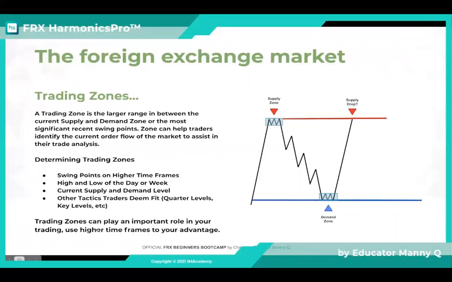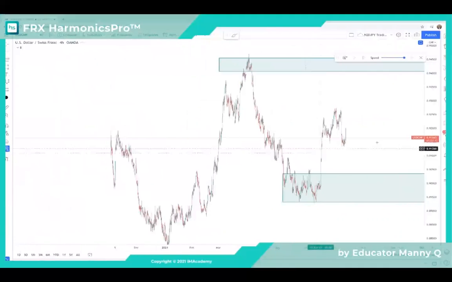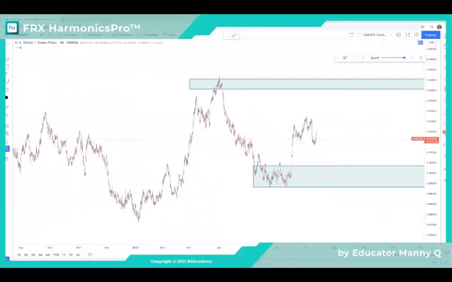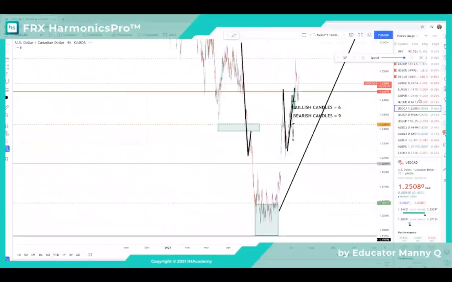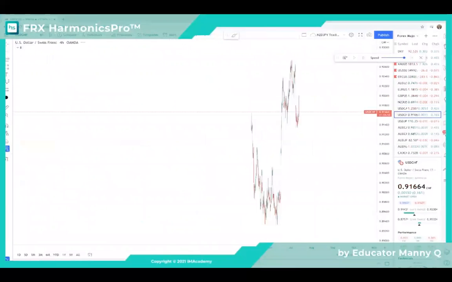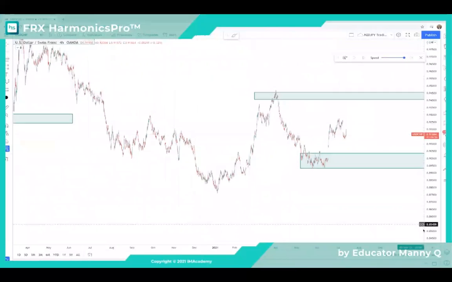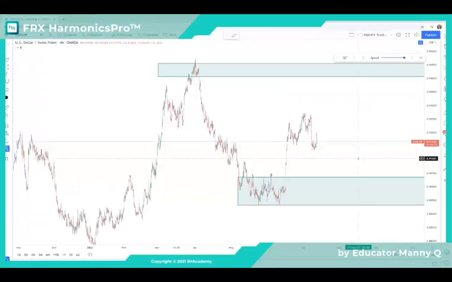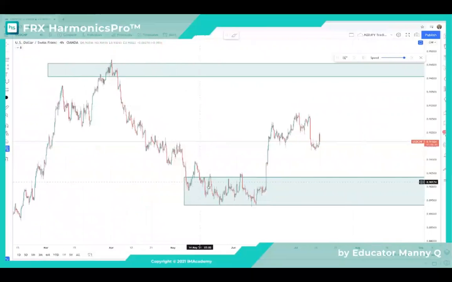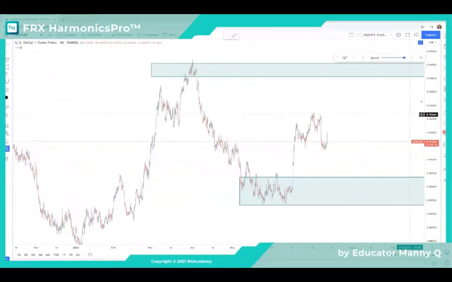All right. So trading zones can play an important role in your trading. Again, use higher time frames to your advantage when looking for trading zones. All right. So in this example of USD CHF, or in the example of, I guess I was on another pair, which was what, USD CAD. No, it was USD CHF. So in the example of USD CHF, I have my highs, I have my lows, and what is it that you think I'm doing?